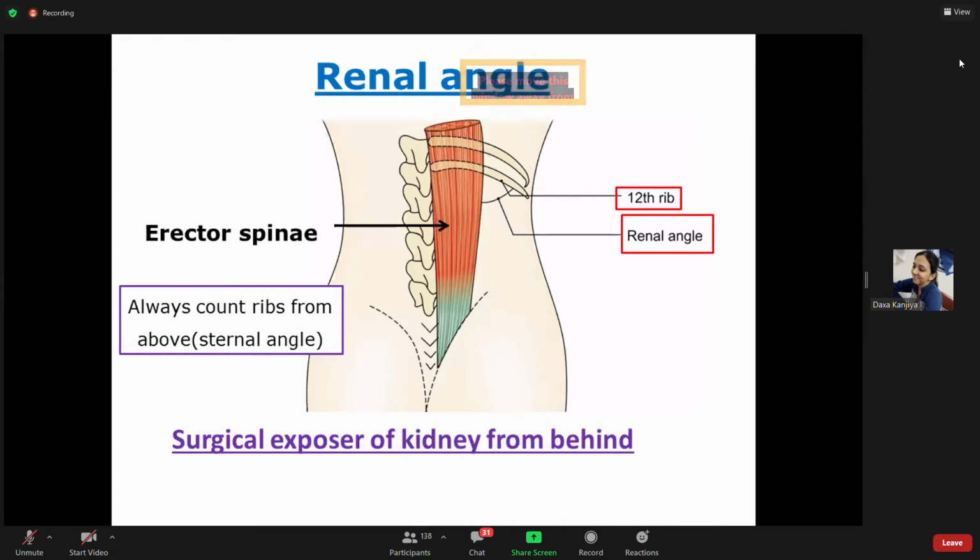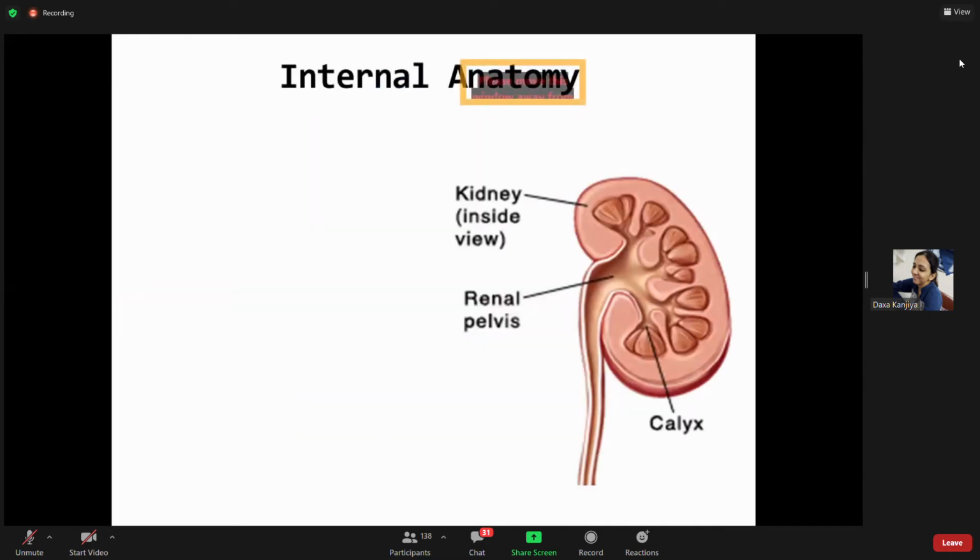Okay. So these are the two important things about the renal angle. One is surgical exposure of the kidney, and second is renal colicky pain. So that was about the important relations, anterior as well as posterior relations of both kidneys. These both can be asked as a short note, 3 marks or 5 mark short note. You have to prepare the diagram which is given in your textbook, both for the anterior relations as well as the posterior relations. If you draw the diagram anatomically correct, then you will get marks.